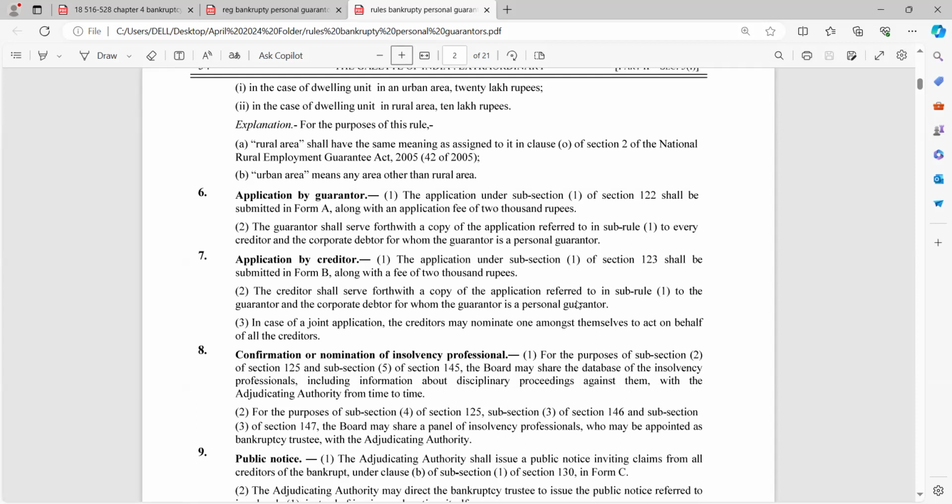Sir, one clarification, sir. Yes, please. Actually, in the same Rule 6, the guarantor shall serve forthwith a copy of the application referred to in sub-rule 1 to every creditor. Whereas in insolvency resolution, they have written every financial creditor. What would be the logic? It is just like insolvency and liquidation. If you go to Rule 6, same Rule 6 of insolvency, he said every financial creditor, he is not using every creditor. Just a minute.